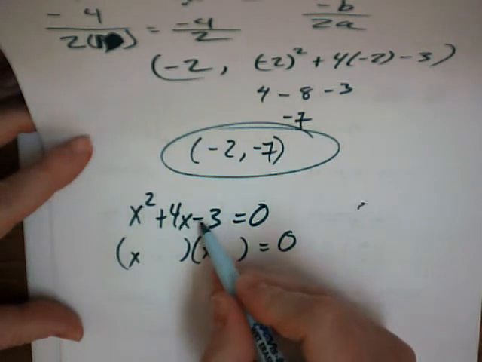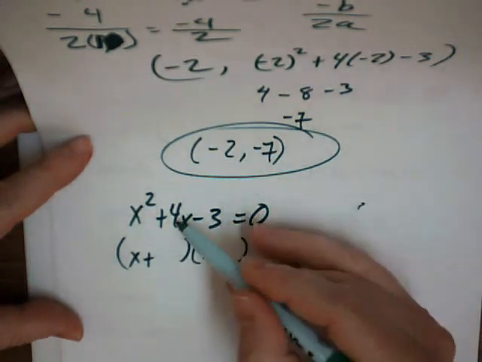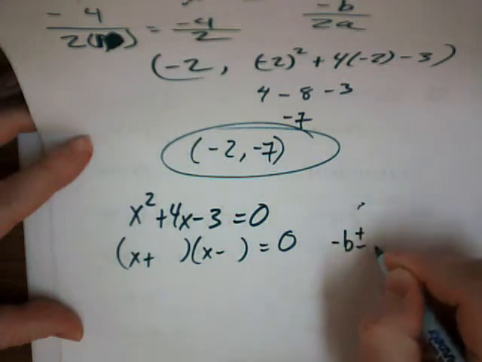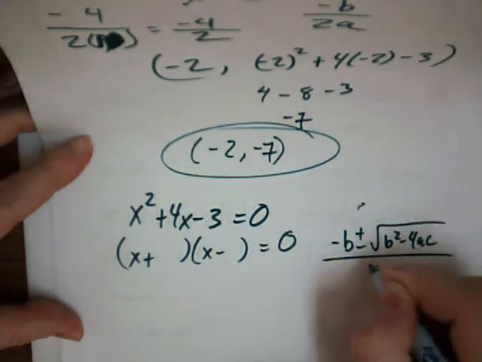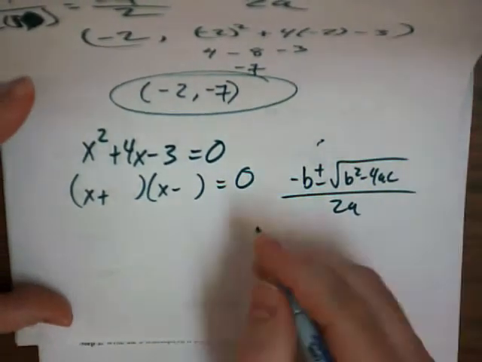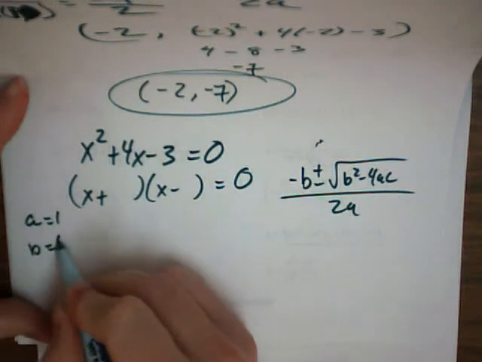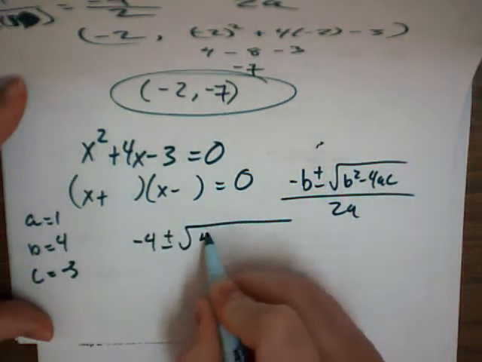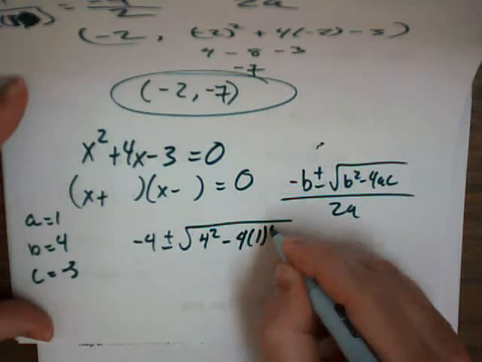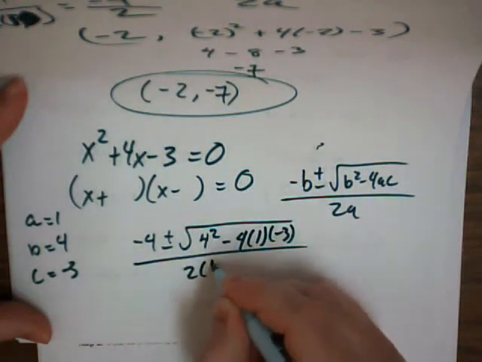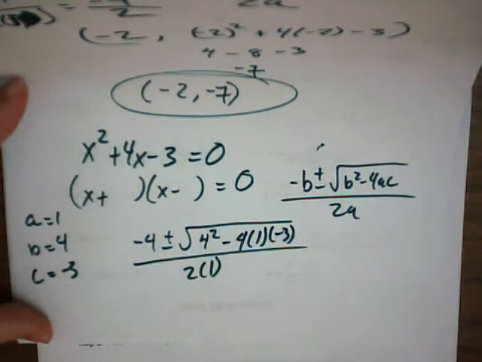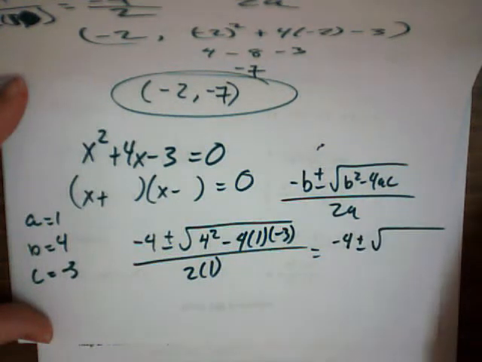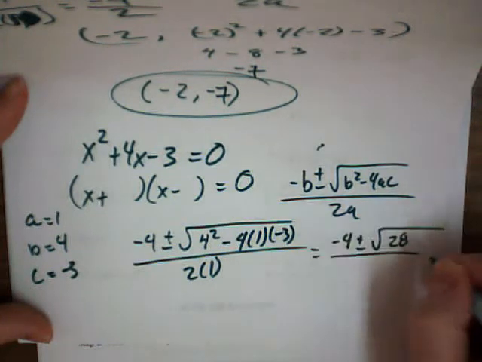Problem is, that's a negative, so these signs have to be offsetting, and you gotta get 4. And there's no way you can use 1 and 3 to get the 4 there, so quadratic equation it is. And your a value is 1, your b value is 4, c value is negative 3. Negative 4 plus minus the square root of 4 squared minus 4 times 1 times negative 3. So plug all that in there. I reckon you come up with negative 4 plus minus the square root of 16 plus 12, 28 over 2.